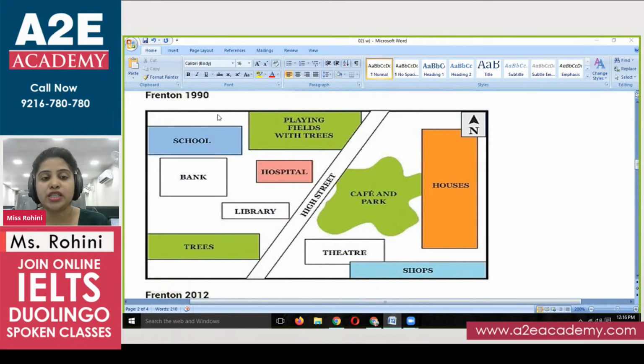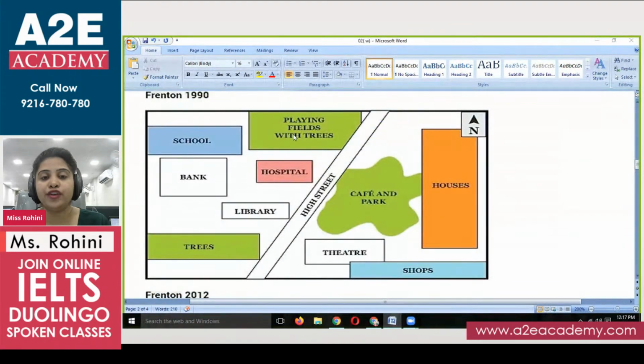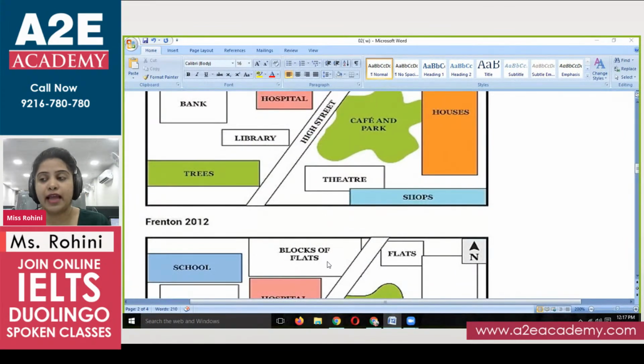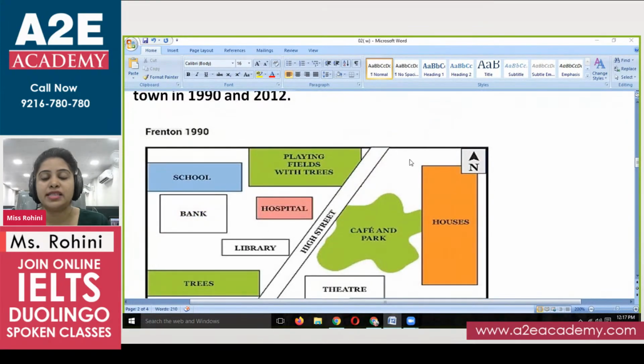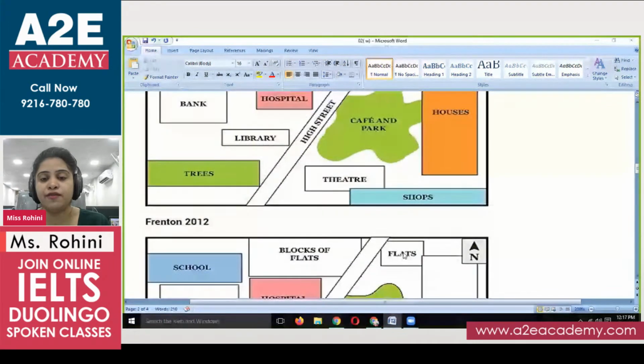So first of all, you can see the school is there. Okay, the school is here also at the same place, so there is no change in it. Okay, playing fields with trees, but here blocks of flats. That means it changed into something, which we saw in the last vocabulary. Then flats: there are no flats in 1990, but here in 2012 a new addition, flats, was constructed.